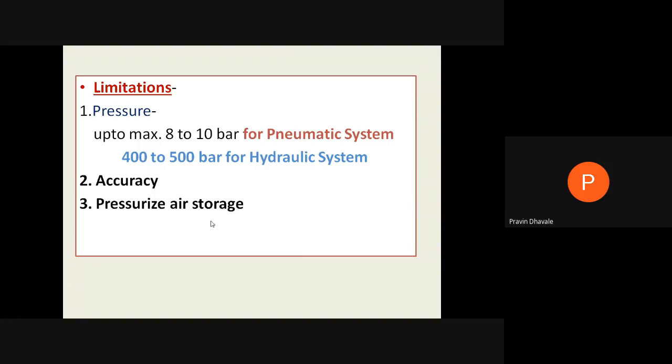So the pneumatic system cannot be used where high force is required, right? High force application जिथं आहे अशा ठिकाणी तुम्ही न्यूमॅटिक सिस्टीम यूज करू शकत नाही. म्हणजे ज्या सिस्टीमची प्रेशर रिक्वायरमेंट ही 8 ते 10 बार आहे अशा ठिकाणीच तुम्ही न्यूमॅटिक सिस्टीम यूज करू शकता. 10 बार पेक्षा जर जास्त प्रेशरची रिक्वायरमेंट असेल then you go for the hydraulic system. This is one of the most important limitations related to the pressure for the pneumatic system.